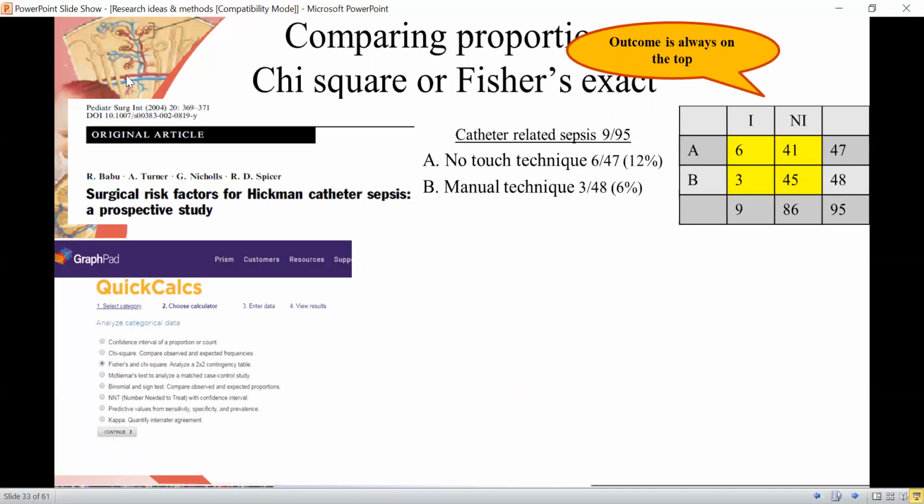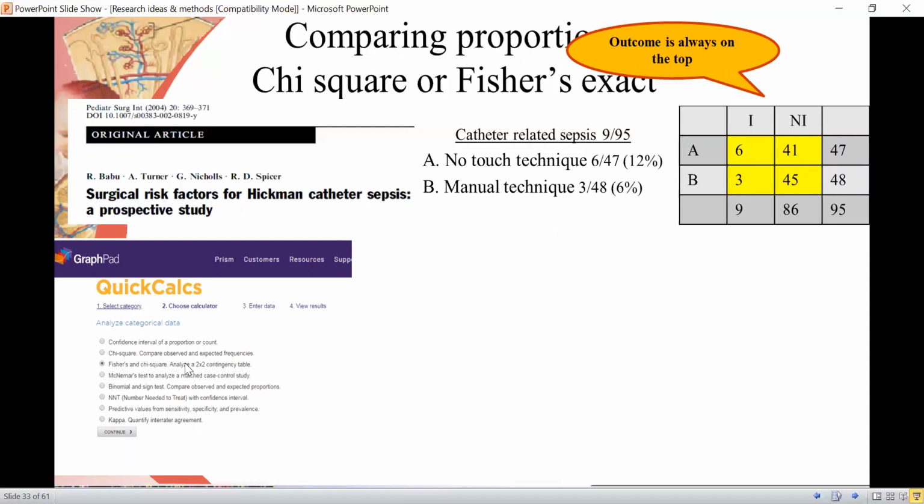Now you go to GraphPad Prism, choose Fisher's exact test. Why are we using Fisher's exact? Because one value is less than 5. If all the values are above 5, you can actually use a chi-square test. But even there you can use a Fisher's exact test, which gives a better result. So this is called a 2 by 2 contingency table.